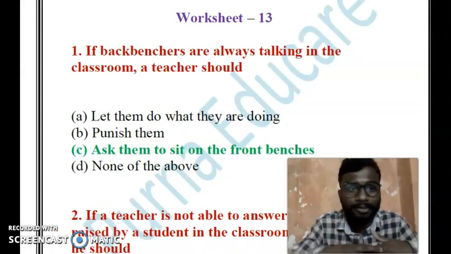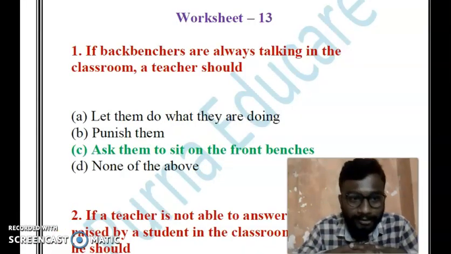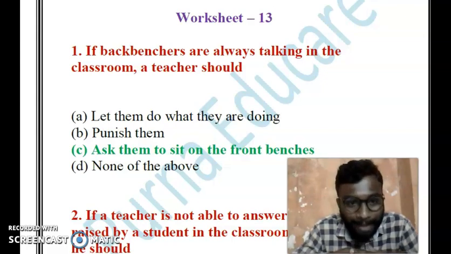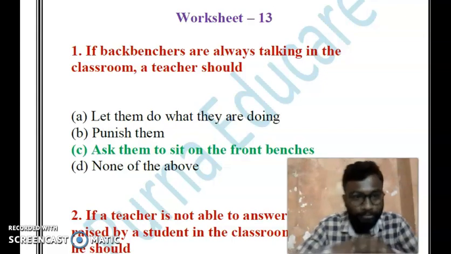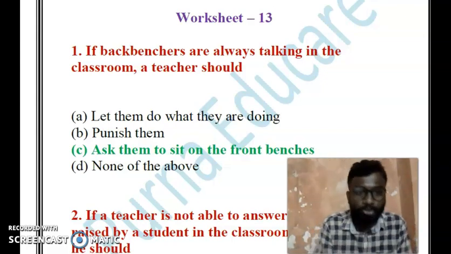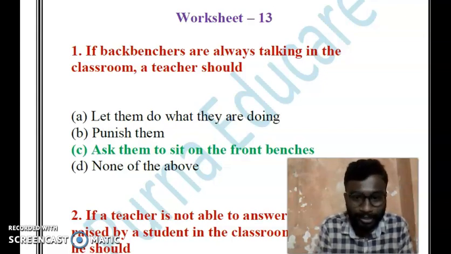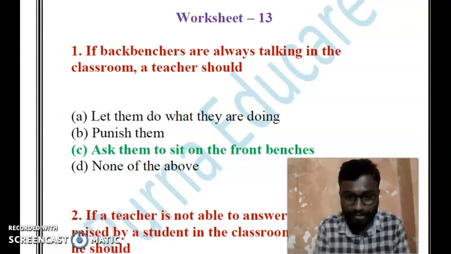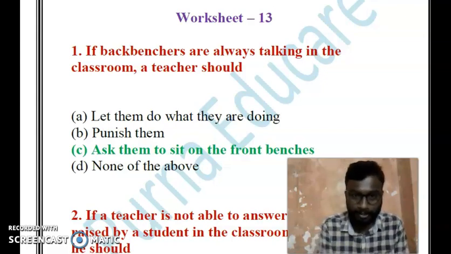So going forward with question number 1, we find that question number 1 is: if backbenchers are always talking in the classroom, what should the teacher do? Option A, let them do what they are doing. Option B, punish them. Option C, ask them to sit on the front benches. Option D is run away.